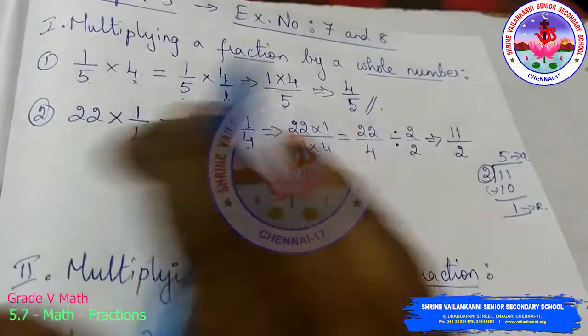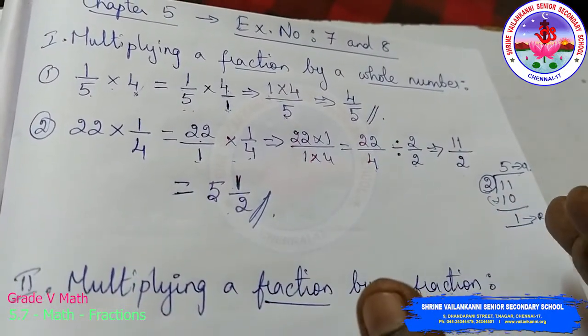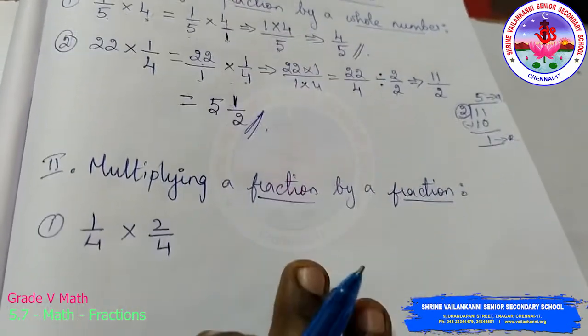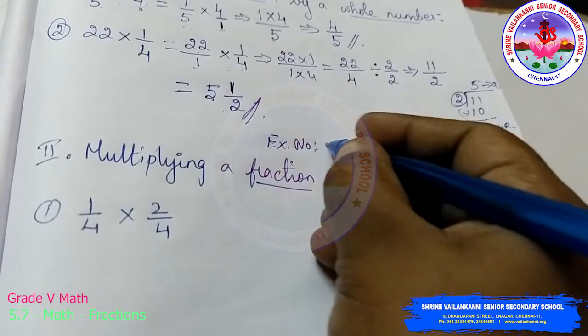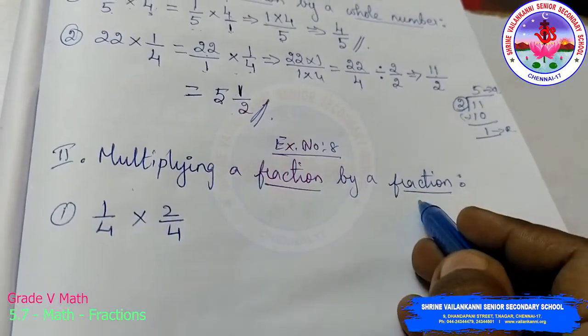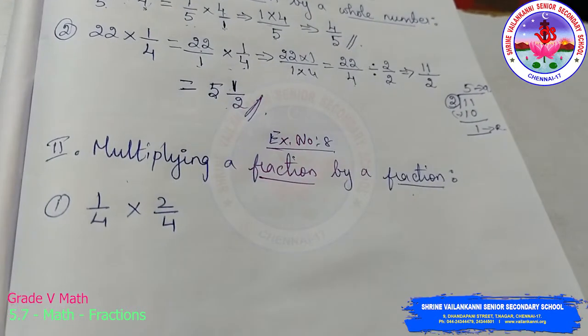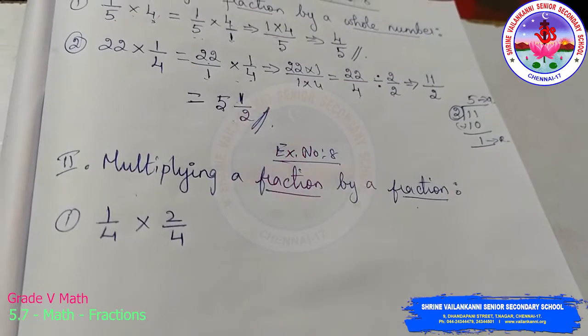So this kind of sums only you will practice in exercise 7. We will move to exercise 8. Exercise 8 is multiplying a fraction by a fraction. That is, we are going to multiply a fraction with another fraction.